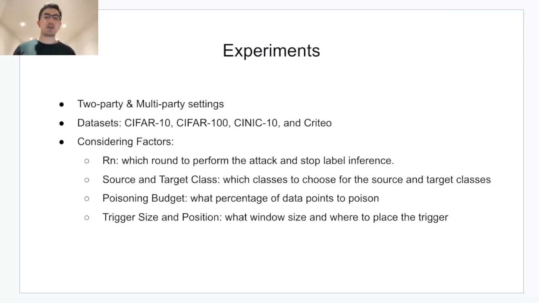The third one is about the percentage of data points that needs to be poisoned. And finally, the fourth one is about the window size and the position of the trigger.